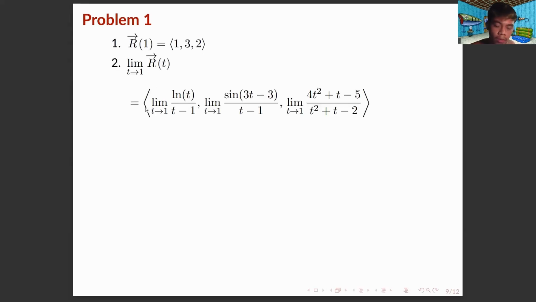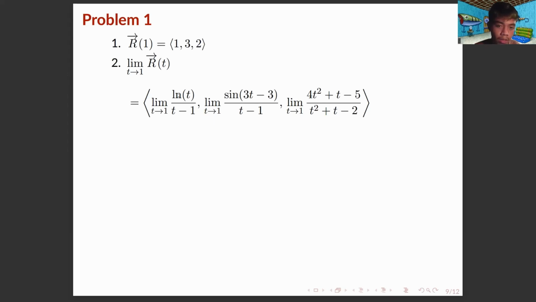For number 2, we have the limit of r of t as t approaches 1, which is equal to the limit of its components. So for the first component, we can see that this one is indeterminate once we substitute t is equal to 1 to the numerator and denominator. And we can simplify this one by certain techniques like cancellation for the third component.